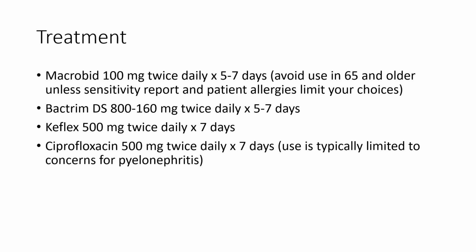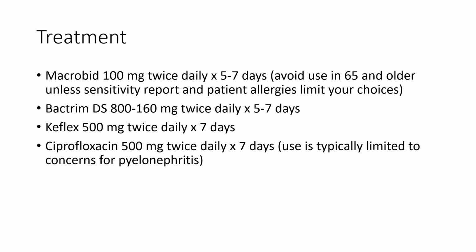You should think about avoiding the use in 65 and older adults unless you have some significant sensitivity report come back and it's showing that only Macrobid is susceptible to that particular bacteria that they've grown. Then, of course, your options are pretty limited. Or if their allergies limit your choices, there are some individuals who have significant allergy lists to antibiotics, and so Macrobid may be your only choice to choose from. Even though they are 65 and older, it can make it really challenging. The reason you avoid it in this patient group is because it doesn't necessarily get down to the kidneys, where you want to treat that infection.